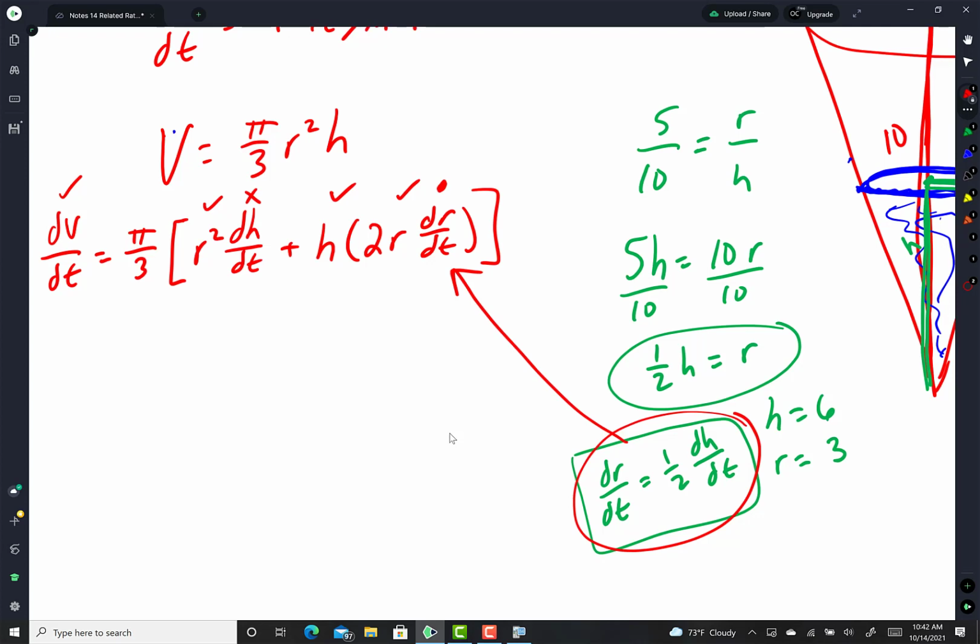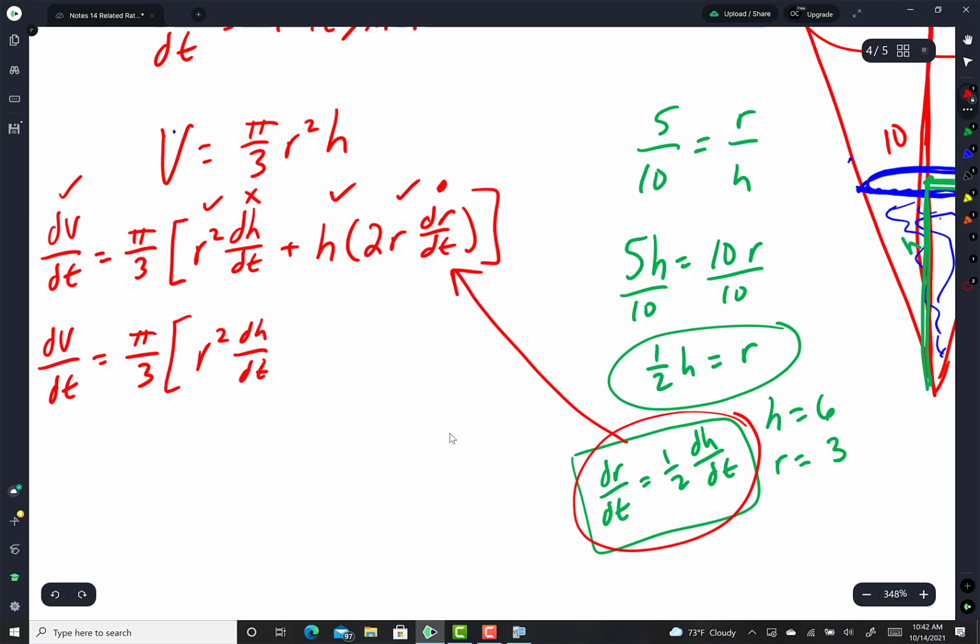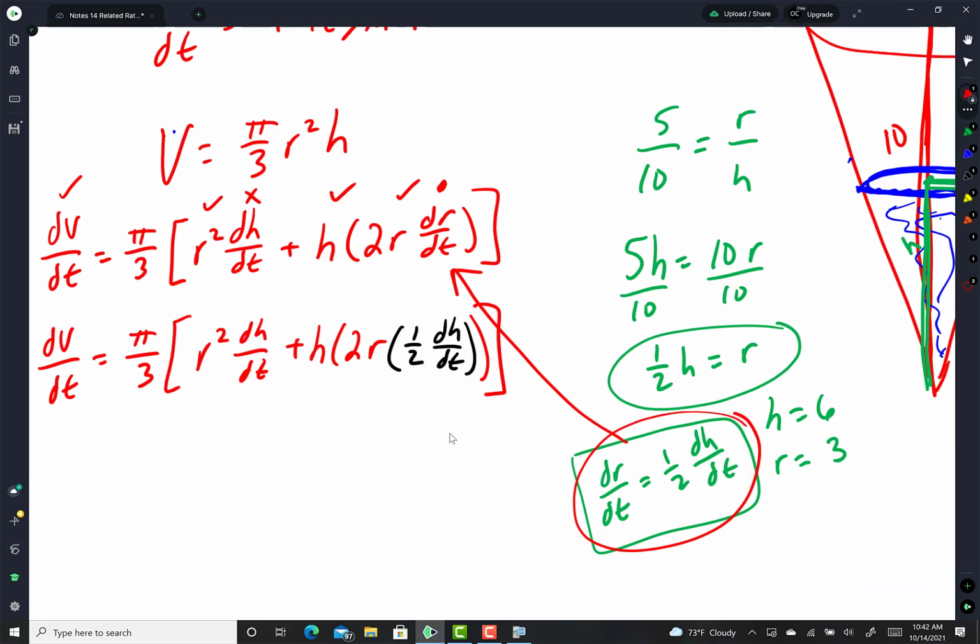Should I do it now? No. Let me first replace it. dV/dt equals pi over 3 r squared dh/dt, and all I'm doing, guys, is replacing dr/dt. So I'm going to write plus h times 2r, and then I'm going to write in parentheses what I'm replacing. I'm replacing that with 1/2 dh/dt. Here's a good color coding if you're using colored pencils. So you found the dr/dt, so that when we do this derivative for dV/dt, all of your things are known so that you can get the dV.